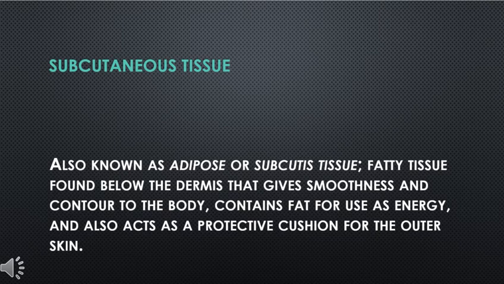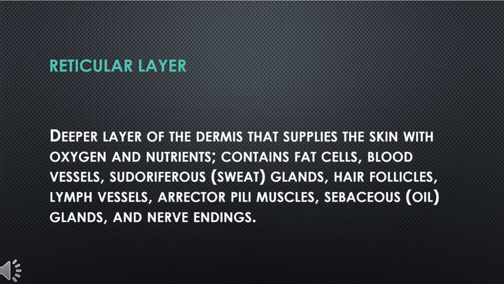Subcutaneous tissue. Also known as adipose tissue. Fatty tissue found below the dermis that gives smoothness and contour to the body, contains fat for use as energy, and also acts as a protective cushion for the outer skin. Reticular layer. Deeper layer of the dermis that supplies the skin with oxygen and nutrients. Contains fat cells, blood vessels, sudoriferous (sweat) glands, hair follicles, lymph vessels, erector pili muscles, sebaceous (oil) glands, and nerve endings.